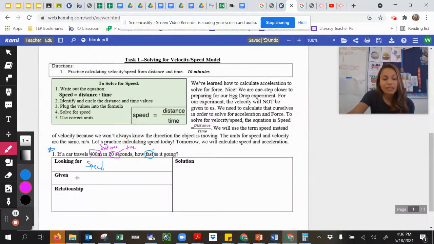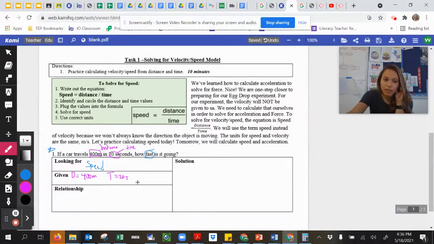And that's about all we got. So we are given distance. Let's call that D as 400. Make sure to write this down. And we are also given time, which is T, and that is 20 seconds.